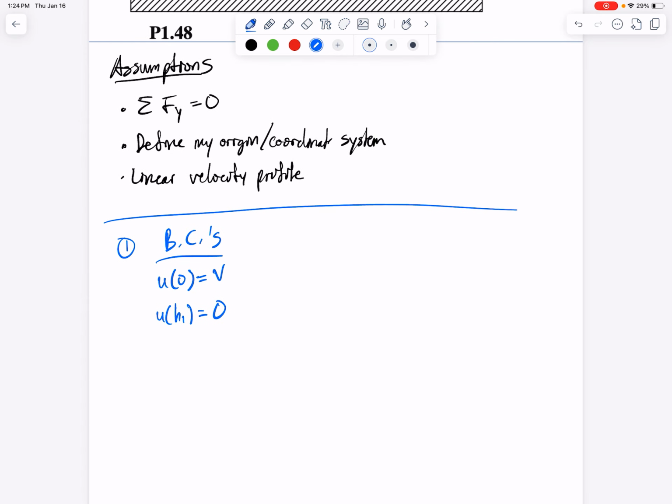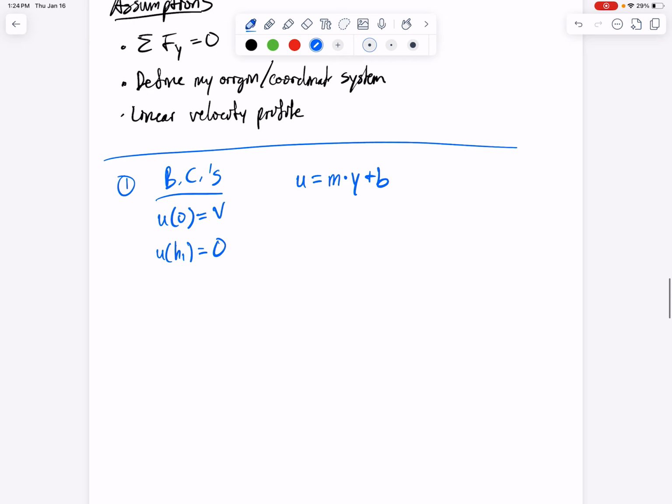It's a linear velocity profile, so we know that u is equal to m, for slope, times y plus b. And we have 2 points, so we can solve for this linear profile. We're going to get the slope first. Rise over run is how people usually memorize it. I think of it as the dependent variable over the independent variable. So here's the formula. I'm going to plug in my variables.